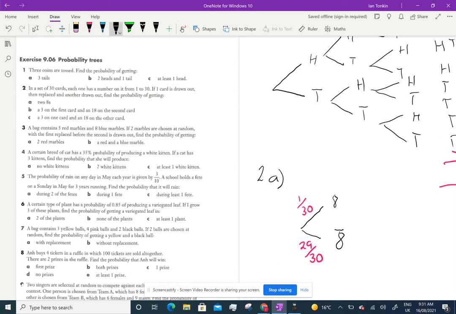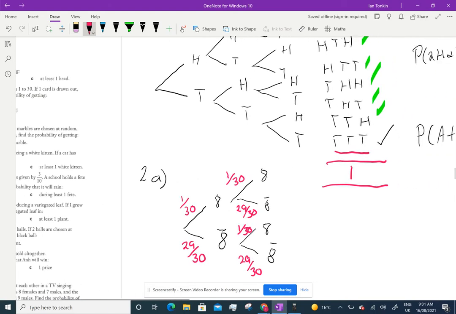And if I follow the same procedure, I can get an 8 or not an 8. I can get an 8 or not an 8. And again, on each of these branches, because I've put the card back, 1 on 30, 29 on 30 for that one, 1 on 30, 29 on 30 for that one. It saves me writing out all 900 branches. But in the end, I'm only concerned with this branch. The probability of getting an 8 and an 8. Well, that's 1 on 30 times 1 on 30, which is 1 on 900.